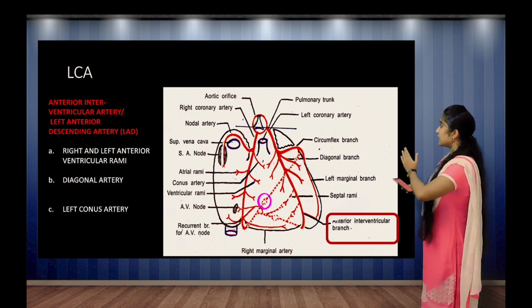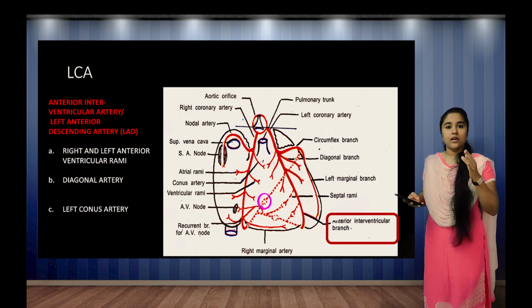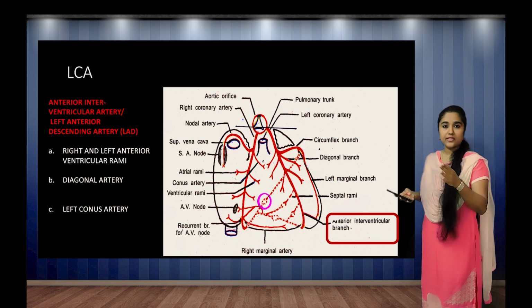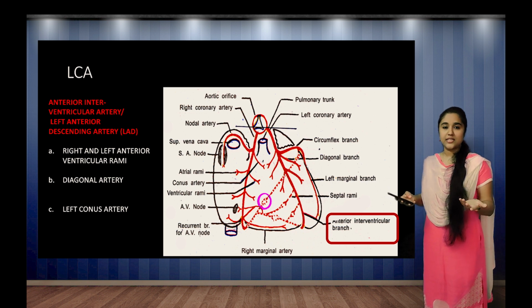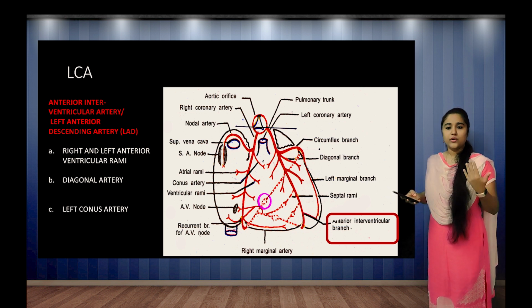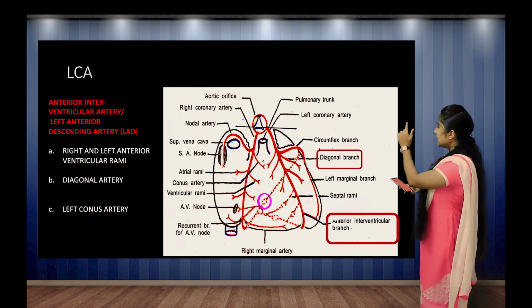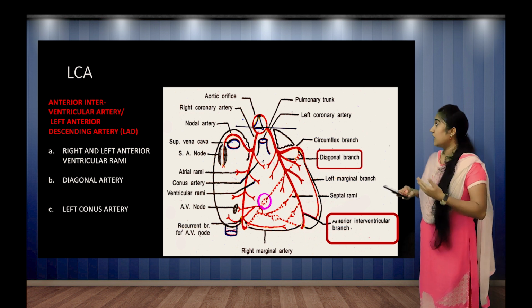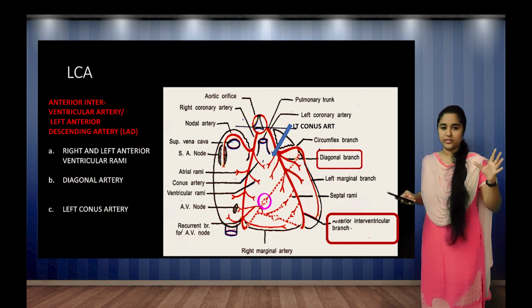The anterior interventricular branch is also referred to as the left anterior descending, commonly known as LAD. You can see many branches arise from this artery and supply the right ventricle as well as the left ventricle. So these are the right and left anterior ventricular rami. Now, we can see another artery known as the diagonal artery, seen at the junction of the anterior interventricular artery and the circumflex artery. Then there is another artery known as the left conus artery, which supplies the infundibulum of the right ventricle, similar to our right conus artery.